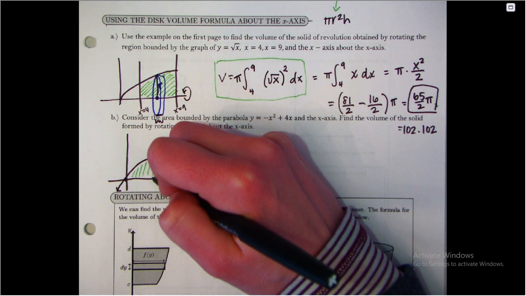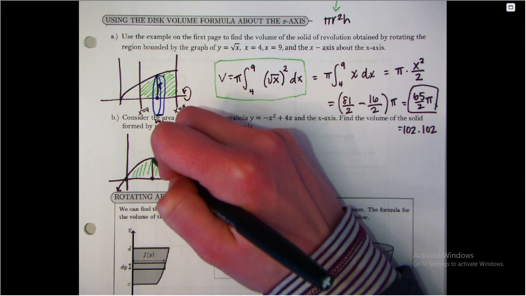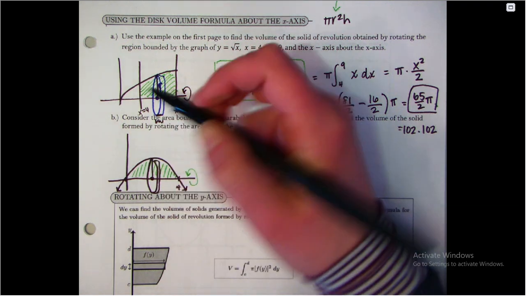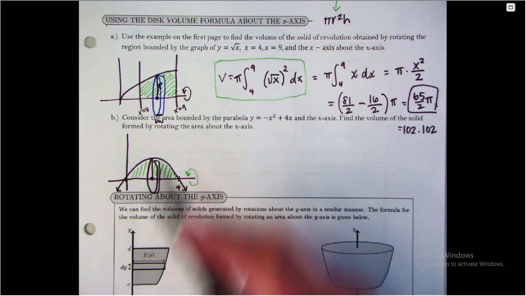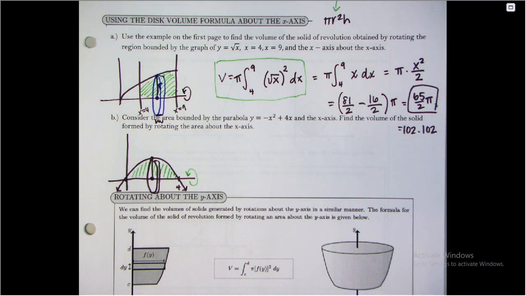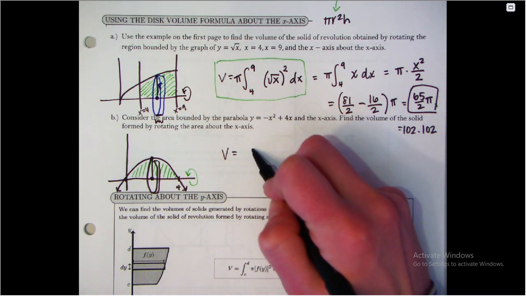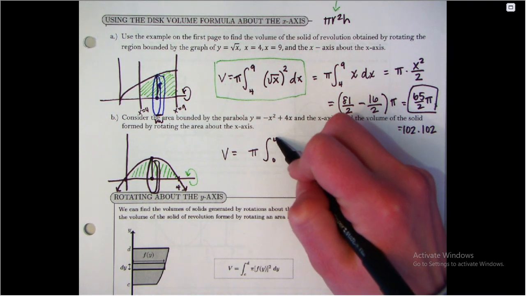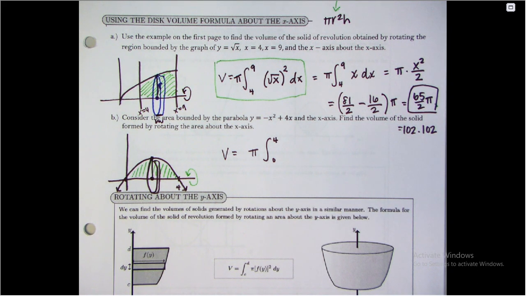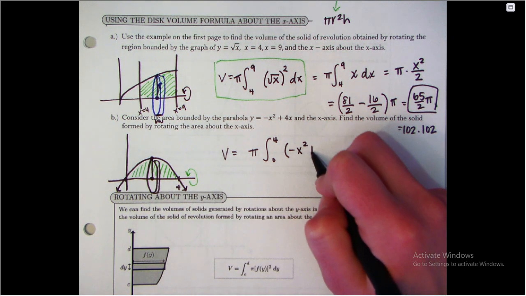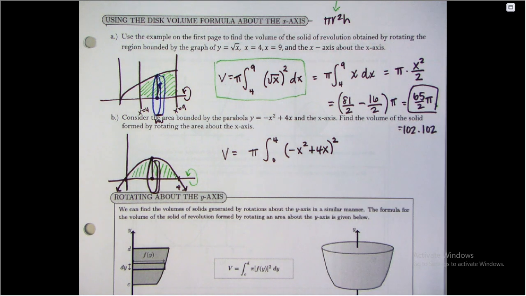What you really need to do is imagine just creating one of those cylinders so that you can see what the R should be. Here you can see R goes from the axis of rotation to the function itself. So I would set up that the volume is pi times my integral, which would start at 0 and end at 4, the x bounds for that region. My radius is dependent upon the parabola, so I would take minus x squared plus 4x, quantity squared. Parentheses are important.